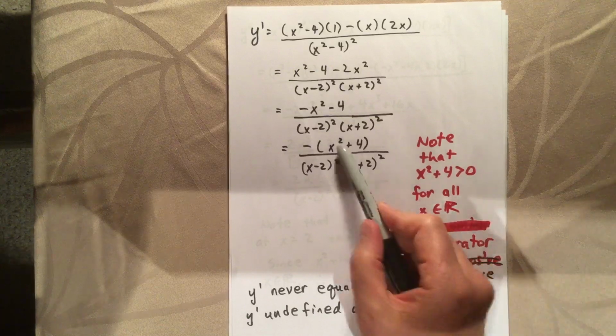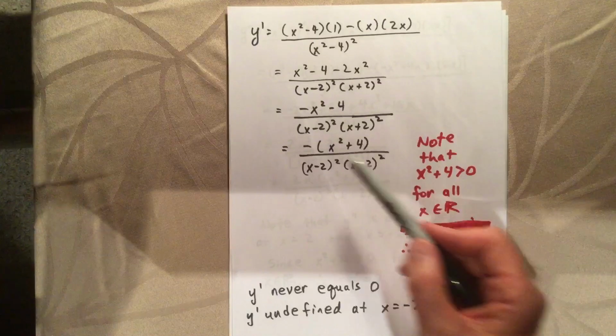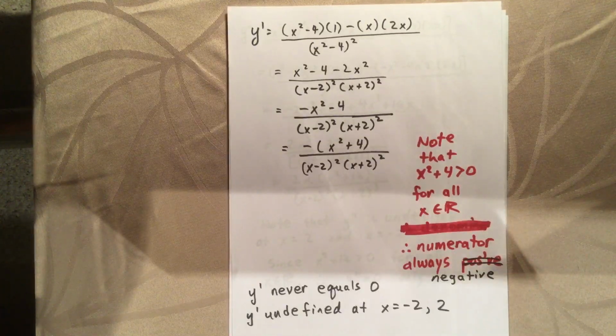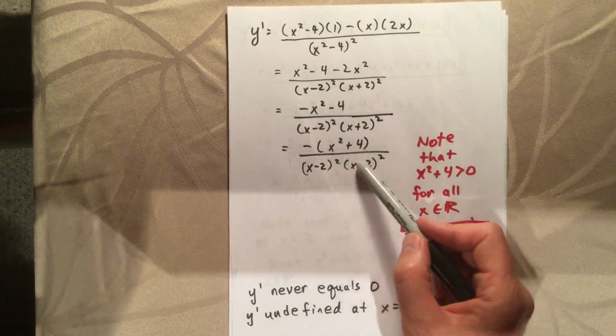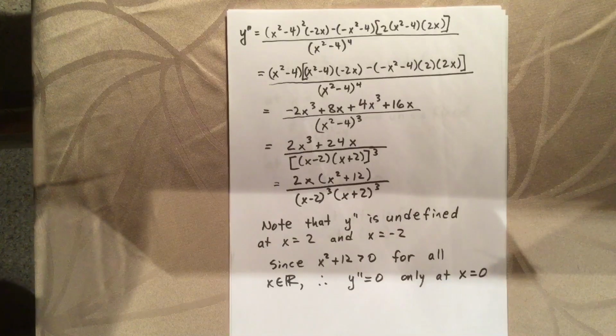Now, our first derivative can never equal 0 because this denominator, as we just said, is always positive. So the first derivative will never equal 0. There's no critical number that way, but it is undefined at x equals 2 and x equals negative 2, which is no surprise because we have vertical asymptotes there.